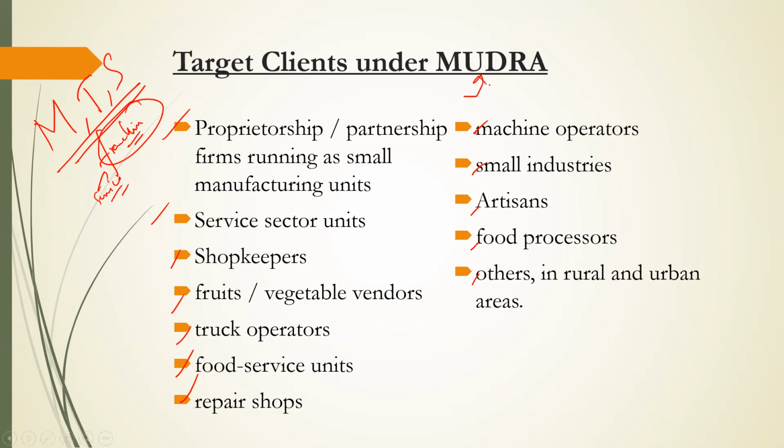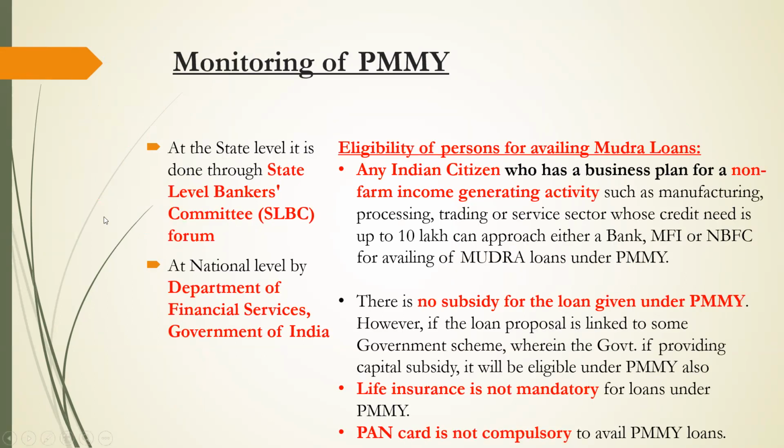Okay, now what about the monitoring of the scheme? Okay, so at the state level, you have state level bankers committee, and at the national level, you have Department of Financial Services. Okay, now other important points here that you need to note here is, one is the eligibility. Okay, so any Indian citizen who is focusing on a non-farm activity, that is the most important point. That is, the category has to be non-farm.